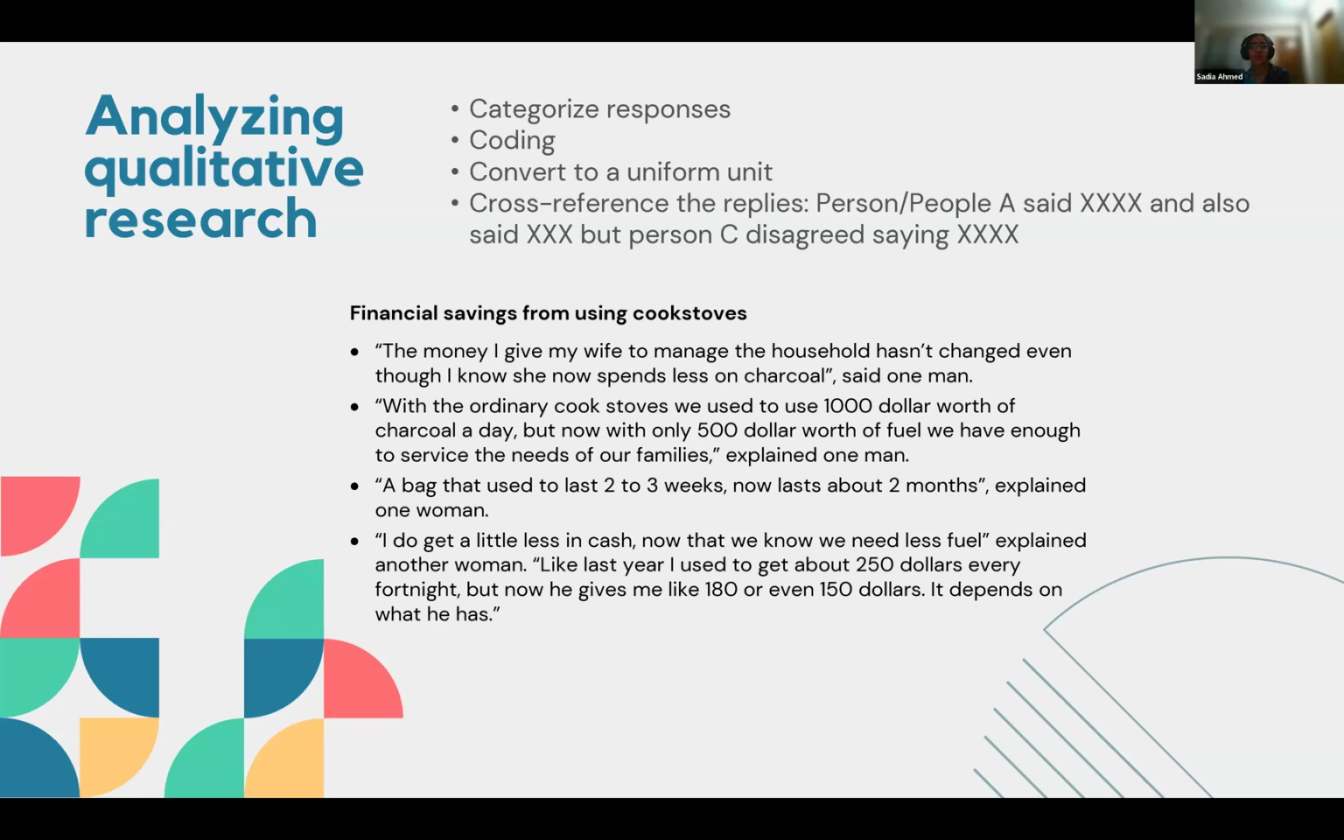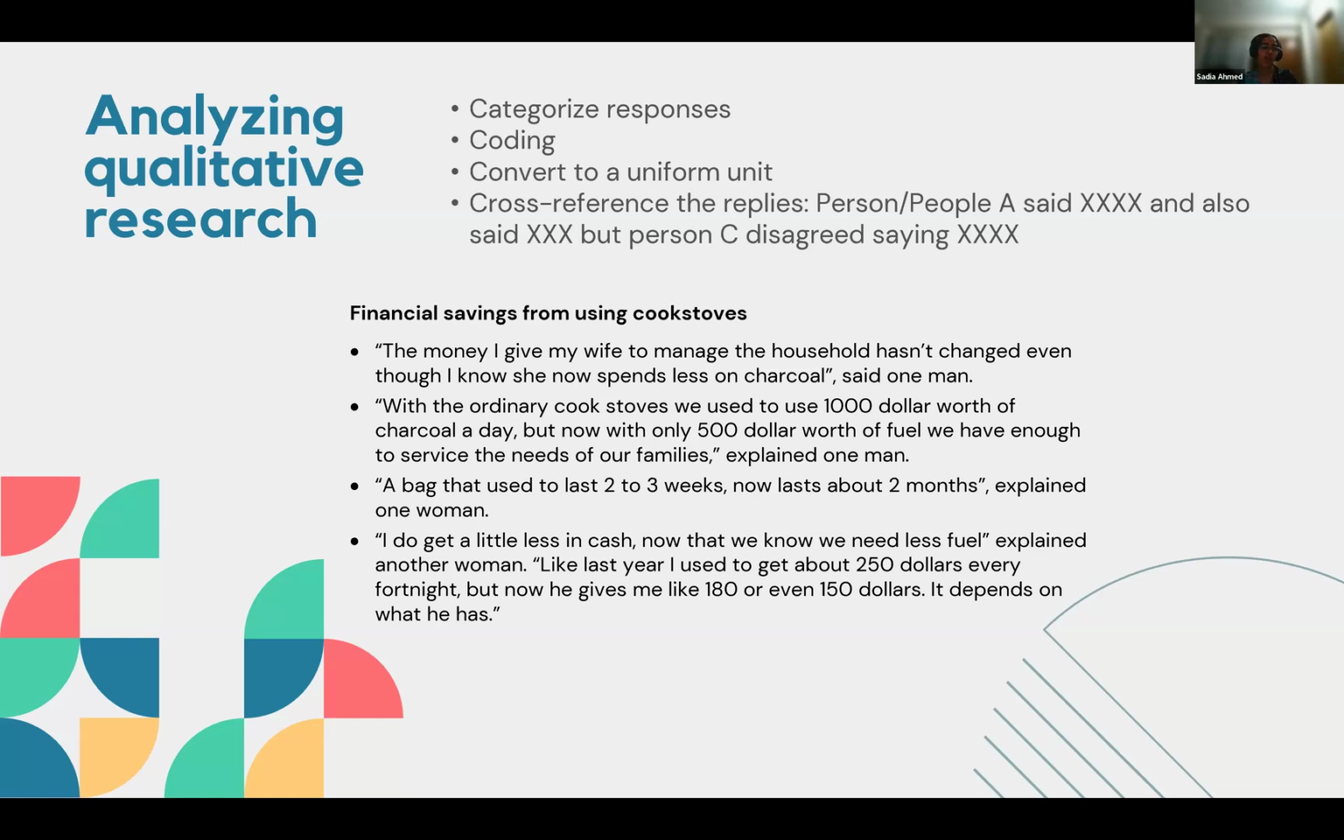And last year they got about $250. Before they used to get $250 for every fortnight, but now they get around $180 to $150 every fortnight for expenses. So look at the information you're getting. Firstly, the first person talks about money he gives to his wife that hasn't changed, although she spends less on charcoal, which then supports the theory that the program had, that if there is a saving from using cook stoves, the woman still keeps that safe.